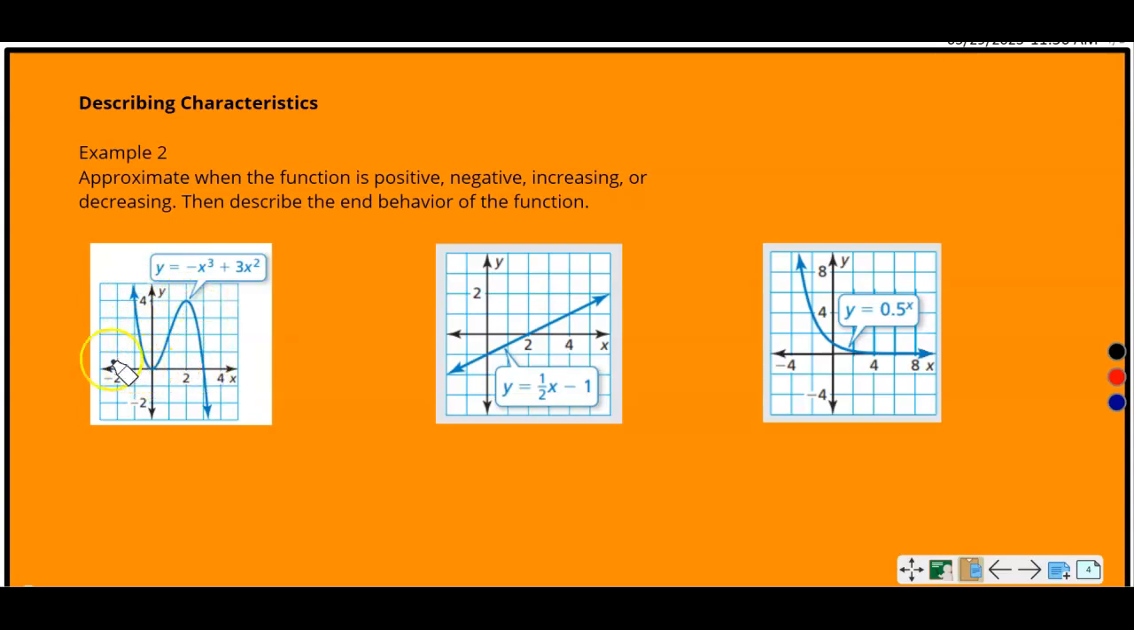So this graph is positive for all x less than 0. It's positive from 0 to 3. And then it is negative for all x's greater than 3. Okay? All right, let's look at this one. This one is negative for all x less than 2, and it's positive for all x's greater than 2. And for this graph, it stays above the x-axis the whole time, so this graph is always, from -infinity to +infinity, positive. Okay, so there are no negative values here.